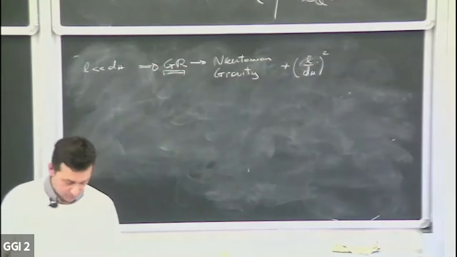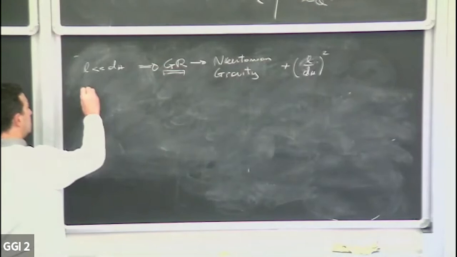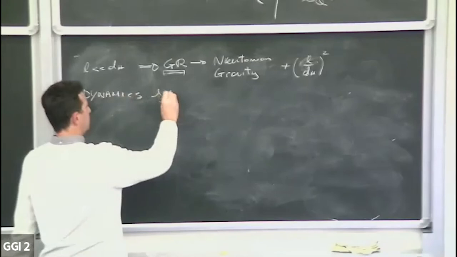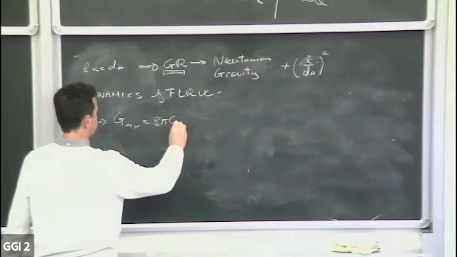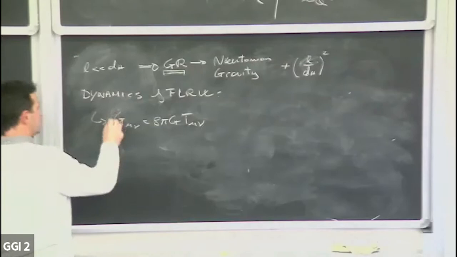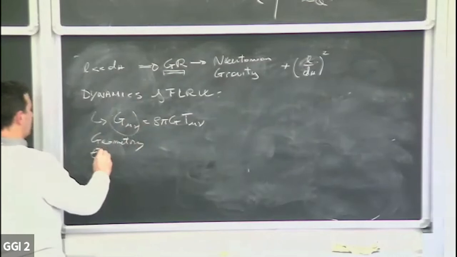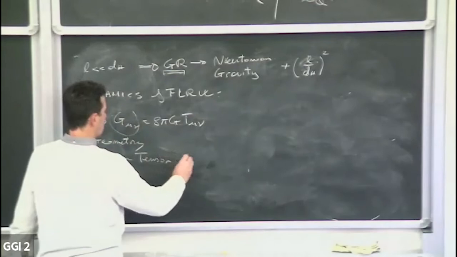So, dynamics is basically given by the Einstein equations. The Einstein equations, as you know, relate geometry, that is the Einstein tensor, to matter, to the energy momentum tensor.